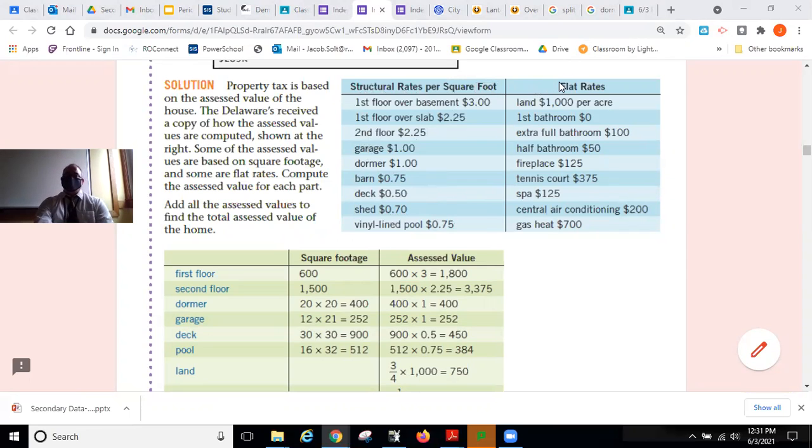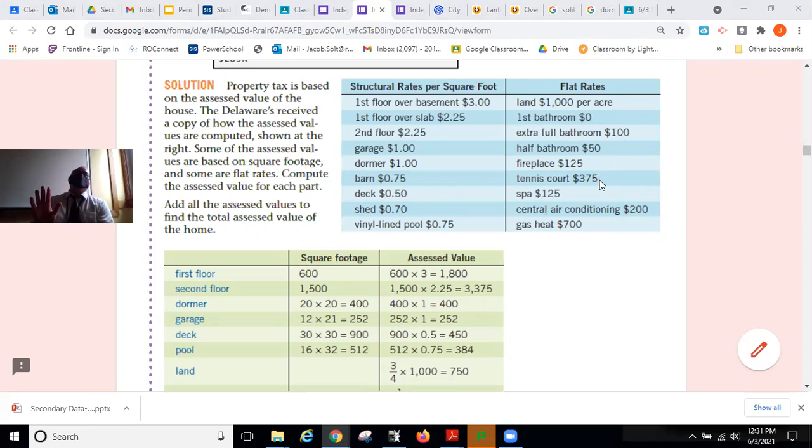There are also some flat rates we need to consider. They're going to be charged $1,000 per acre of land. They're going to be charged $0 for their first bathroom. Their first bathroom comes free. Oh, that's so nice of the tax man. But every full bathroom after that costs an extra $100 flat rate. Every half bath is an extra $50 flat rate. The fireplace costs an extra $125 per year tax for having a fireplace.